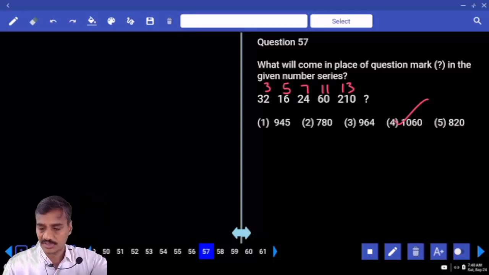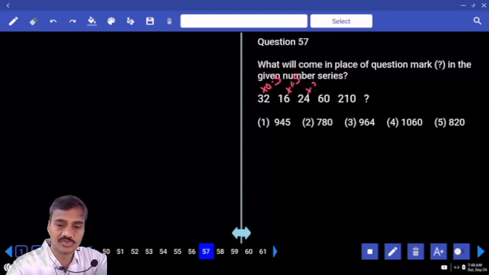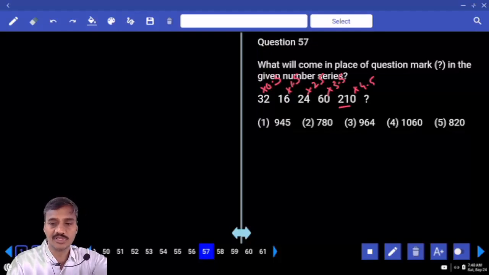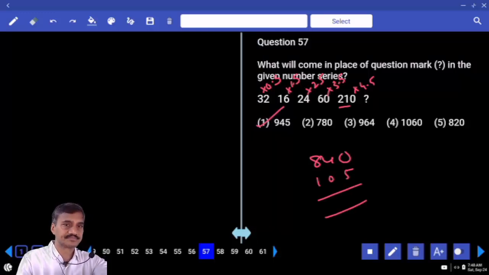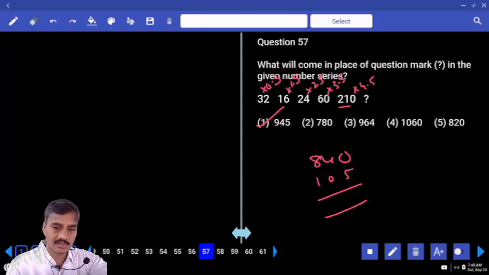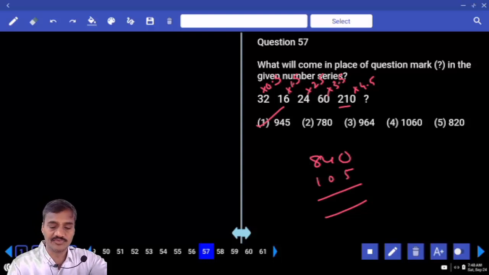Then 57. Now in this 57, how can we write 32 and 16? 32 into 0.5 and 16 into 1.5. 24 into 2.5. Does it fit? Next one into 3.5. Next one into 4.5. Into 4.5, 210 into 4, what do we get? 840 plus 105, 945, choice 3. The given numbers are multiplied with 0.5, 1.5, 2.5, 3.5, 4.5.